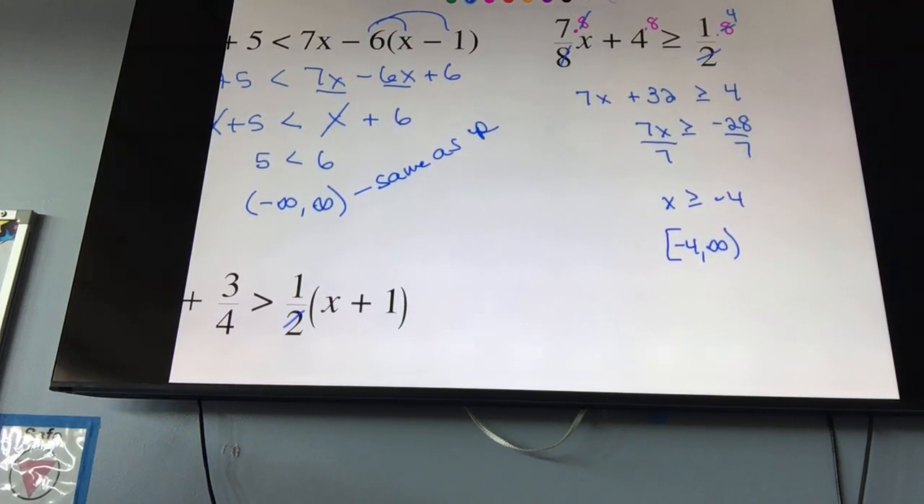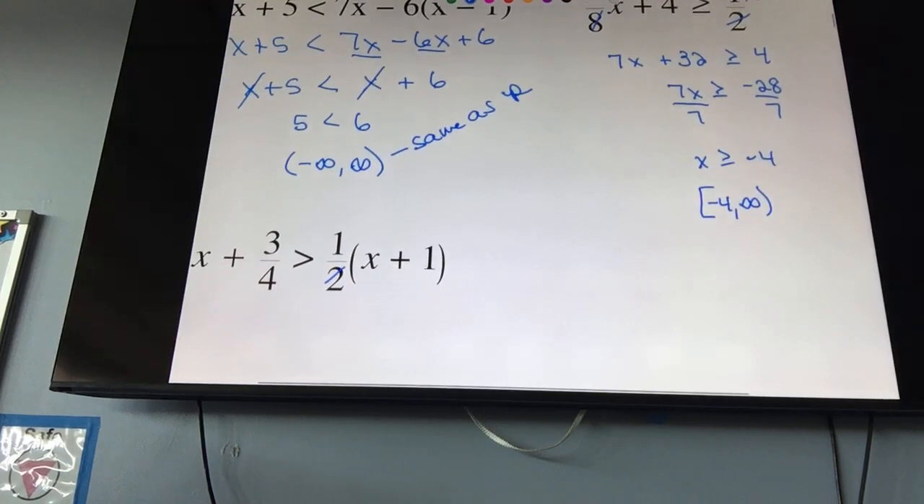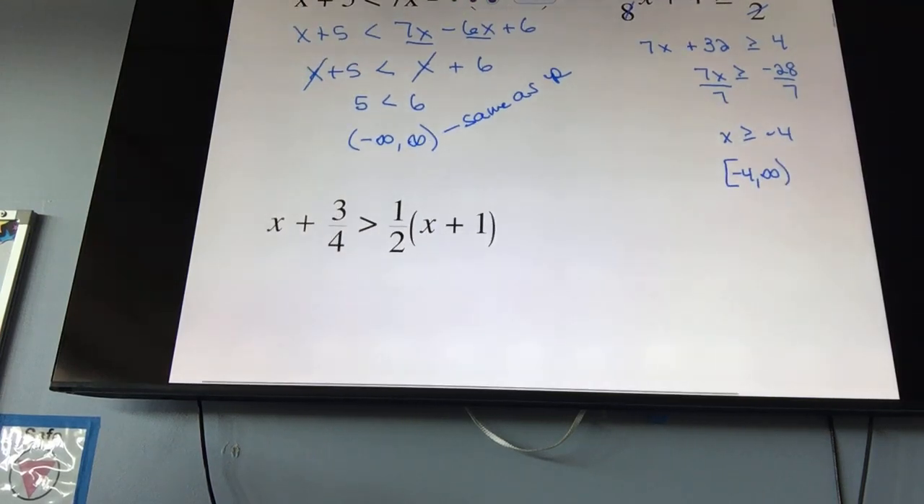Again, greater than or equal to's are going to have positive infinity. Less than or equal to are going to have negative infinities. Negative infinity can only be on the left side. Positive infinity can only be on the right side.